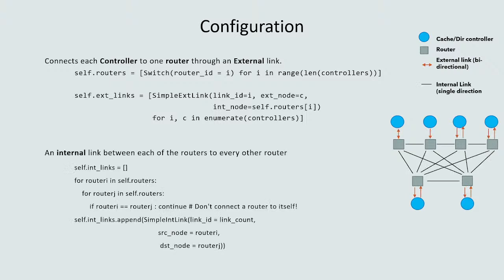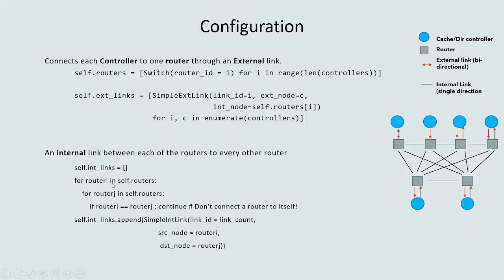So, how we are connecting all of these routers together is through internal links. Internal links, in contrast to external links, are not bidirectional, they're unidirectional. So if you want to have communication both ways between these two routers, you have to create one link from router 0 to 1, and the other from 1 to 0.